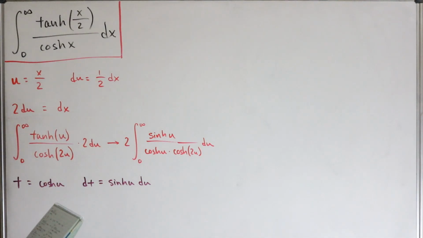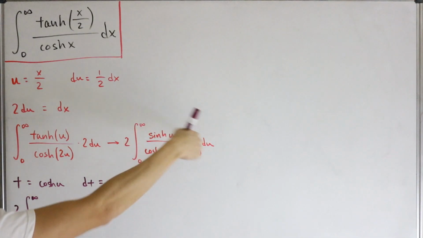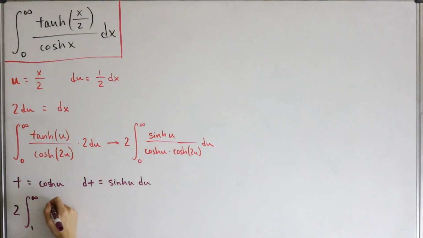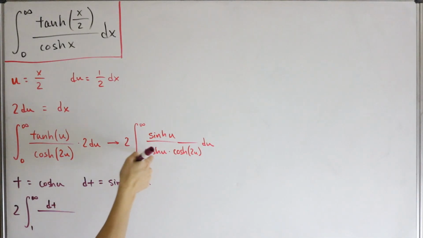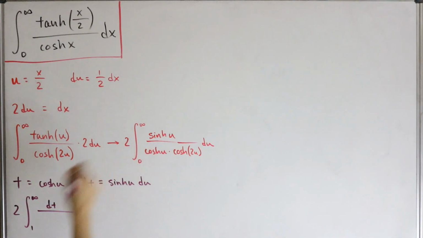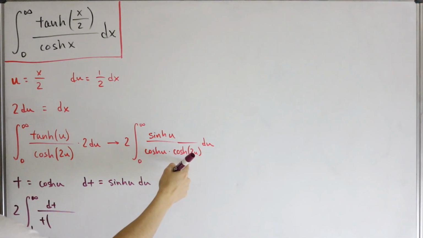So with this out of the way, doing the substitution yet again, going back here, I have 2 multiplied by our integral. If I substitute 0 back in, I get positive 1. And if I plug in infinity, that's going to be infinity over here. And so with this, we now substitute this back in. That means the hyperbolic sine of u du cancels out with just dt, divided by the hyperbolic cosine of u, so that's t, and then multiplied by the hyperbolic cosine of 2u.